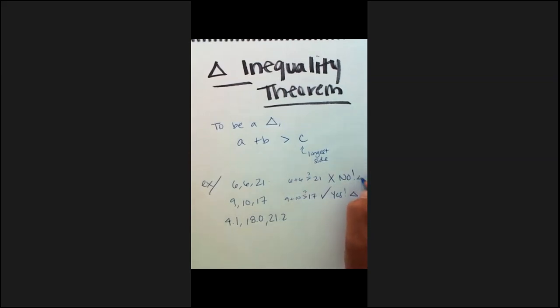And then for our third example, it says that A is 4.1, B is 18, and C is 21.2. So if we did A plus B, it would, in fact, be greater than C. So this can also be a triangle. So the key thing to remember here is my 2 smaller sides have to add up to be greater than my long side.